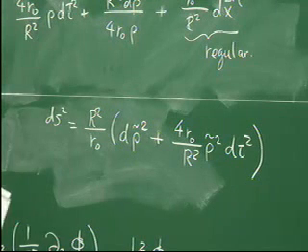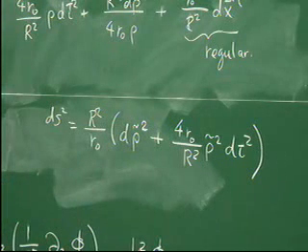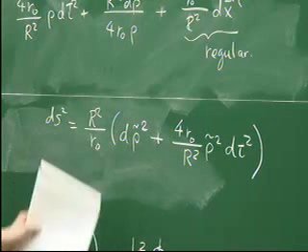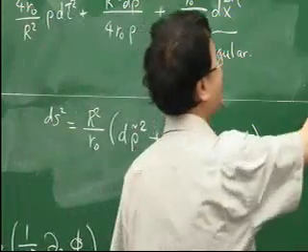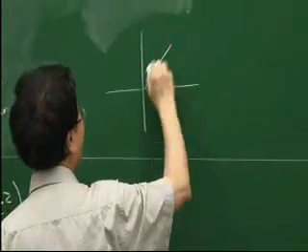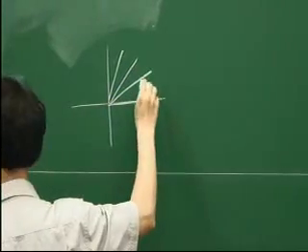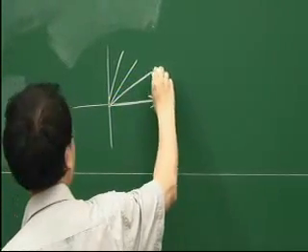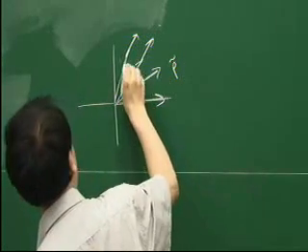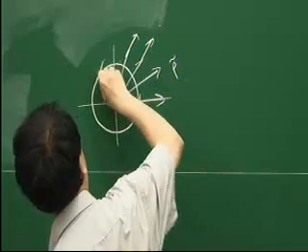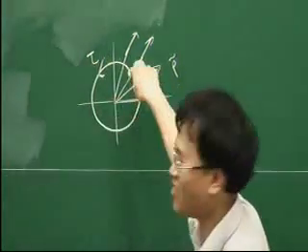Okay, if you look at this metric, you can recognize it using the method of staring at this metric. So it is just the flat space in polar coordinates.